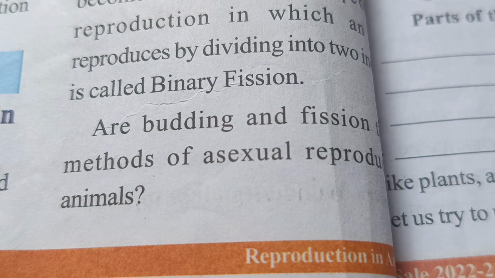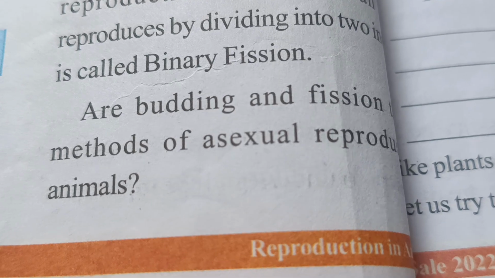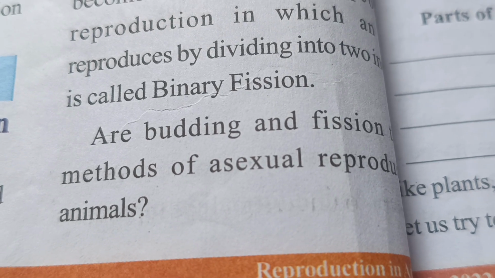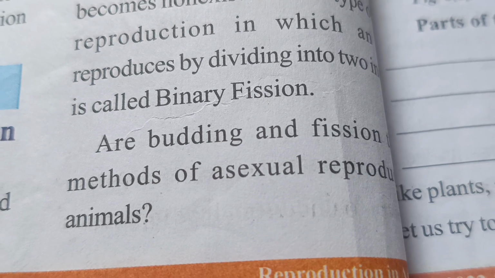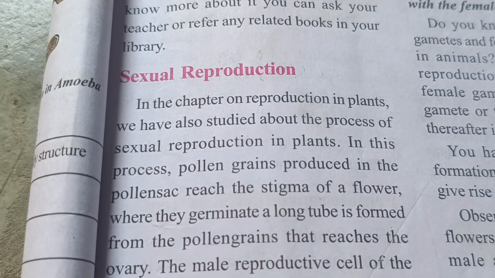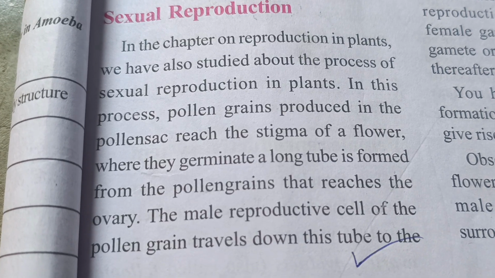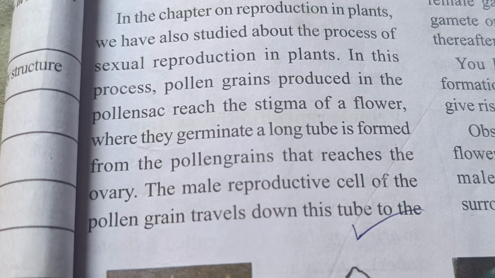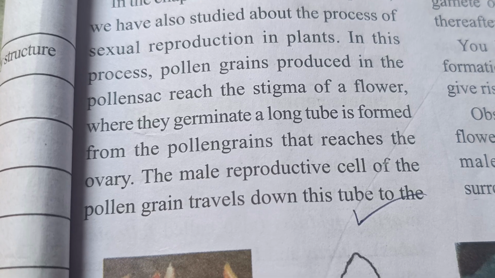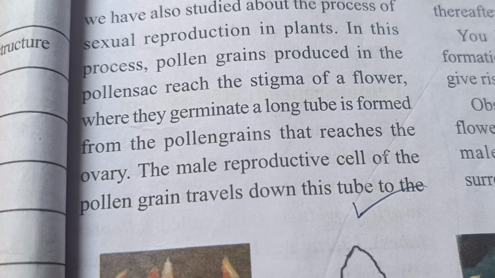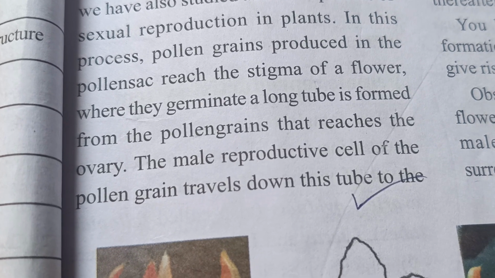Budding and fission, these two methods only are the asexual reproduction modes in animals. Sexual reproduction. In the chapter on reproduction in plants, we have also studied about the process of sexual reproduction in plants. In this process, pollen grains produced in the pollen sac reach the stigma of the flower, where they germinate.